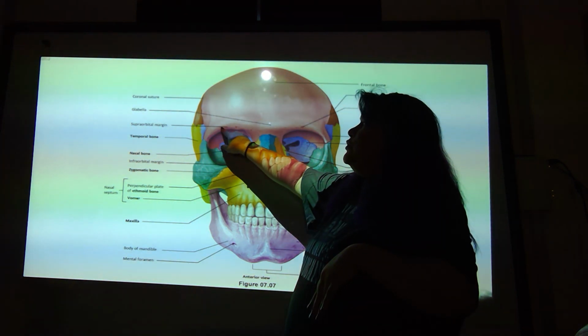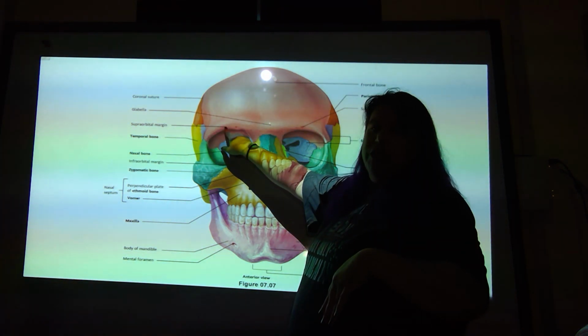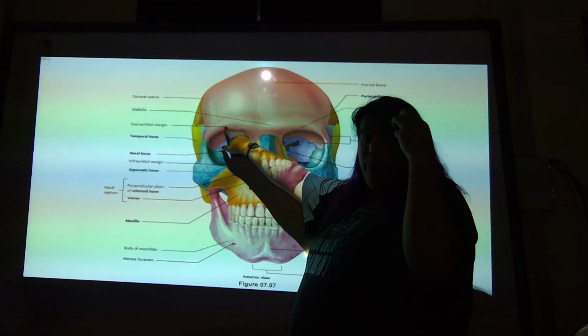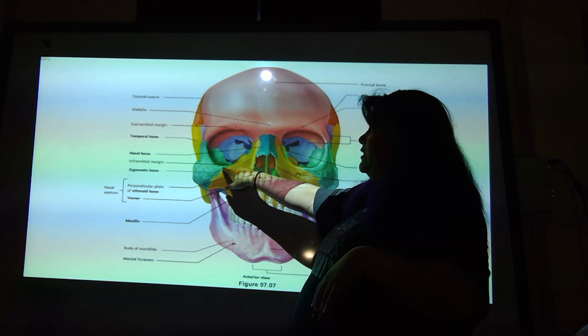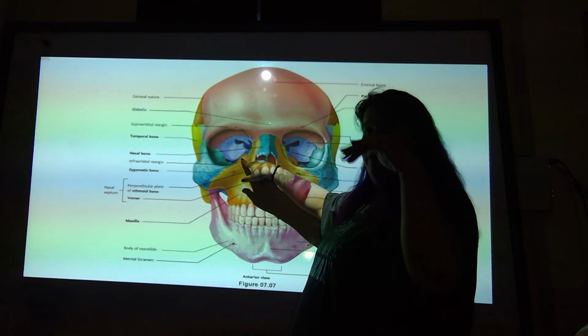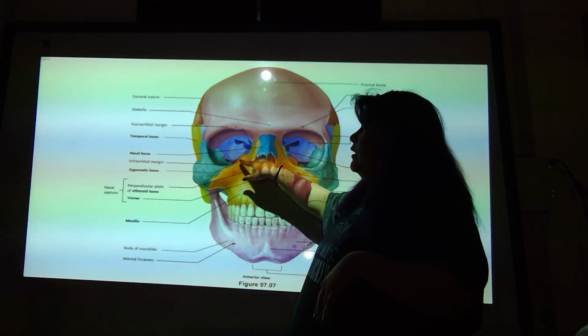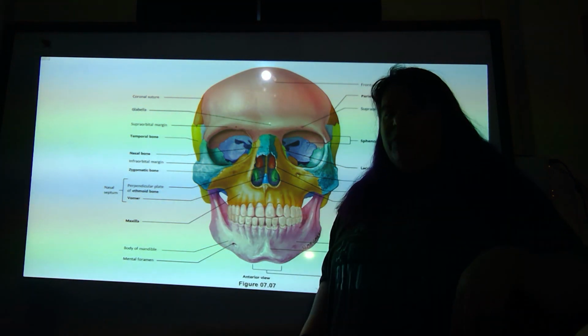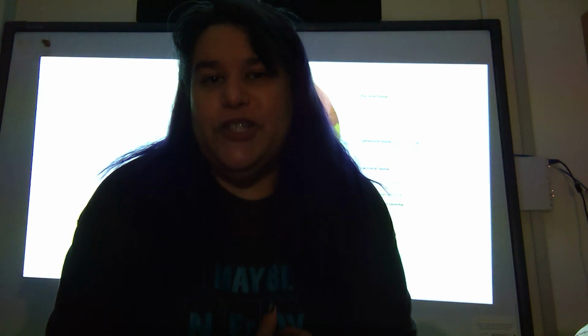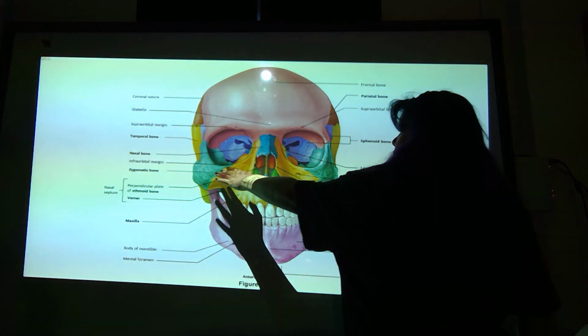So here's the supraorbital margin. Orbital meaning the hole or where your eye is. Here's the infraorbital margin, infra meaning below. This is the zygomatic bone. Now, the zygomatic bone is what everybody wants from Angelina Jolie because everybody says, oh, she has such good cheekbones. So that's what that is. Okay, so that's the zygomatic bone.